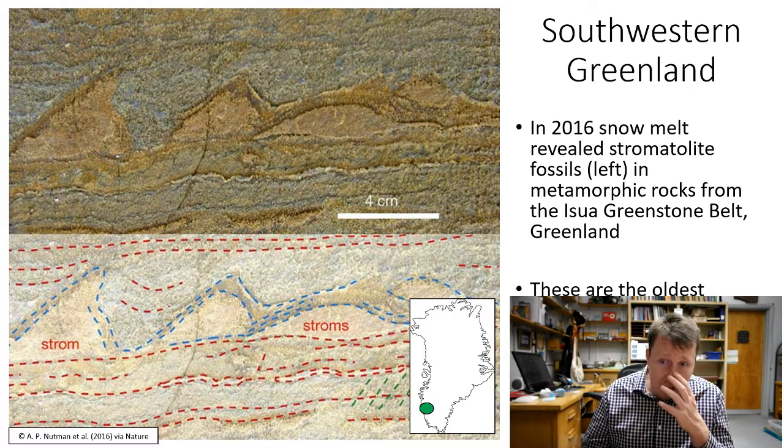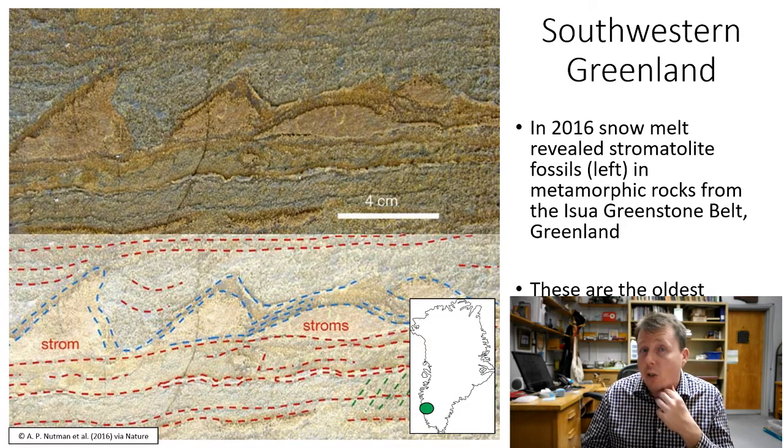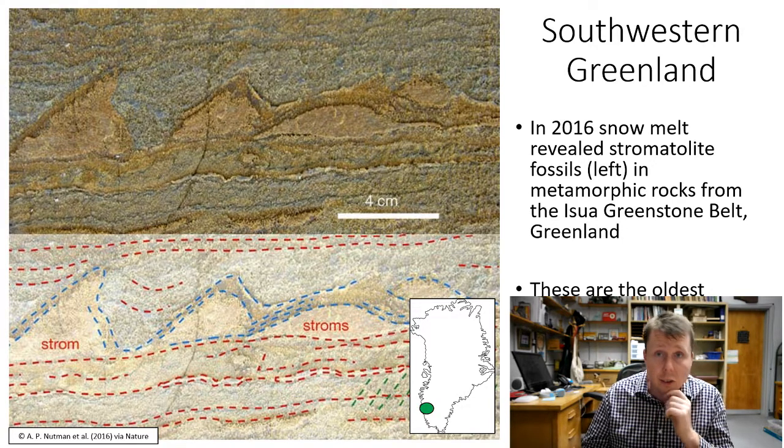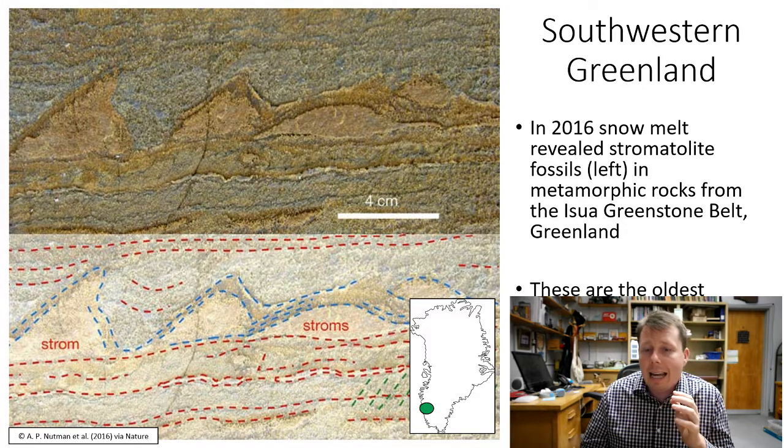Another old section of rock that we have was just recently found in 2016 due to glacial melting. Glacial melting can have pretty bad effects on the Earth, but this is actually one time it did allow us to see something positive. It allowed us to see these rocks here. These are from the Isua Greenstone Belt, which is located in southwestern Greenland, as you can see on the map there. And what you're seeing here are examples of rocks with fossils in them.